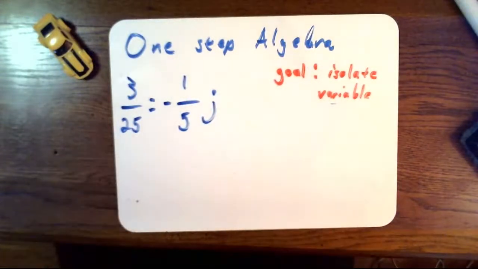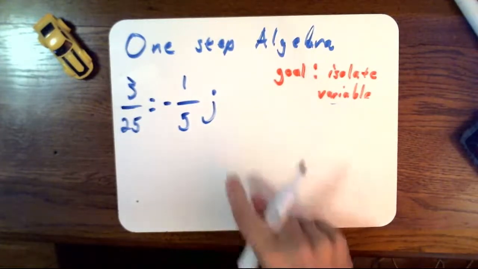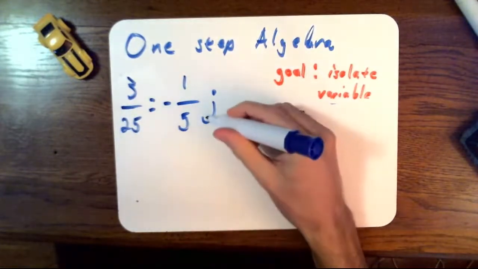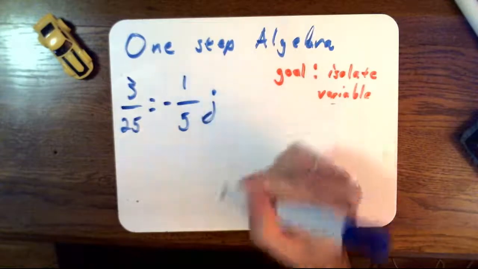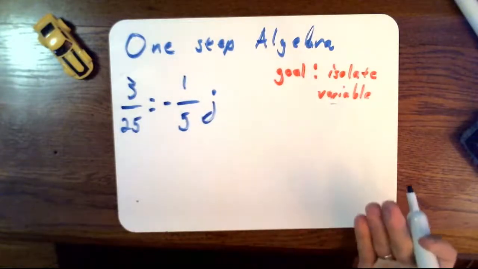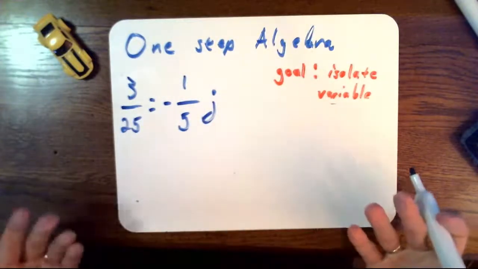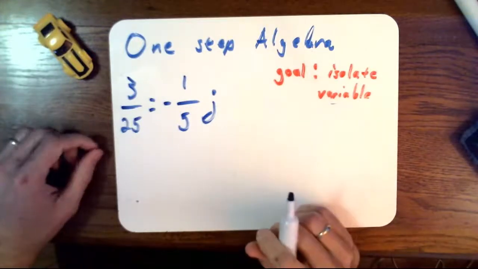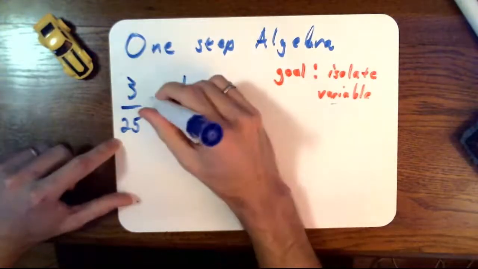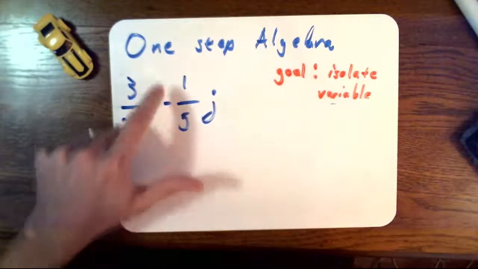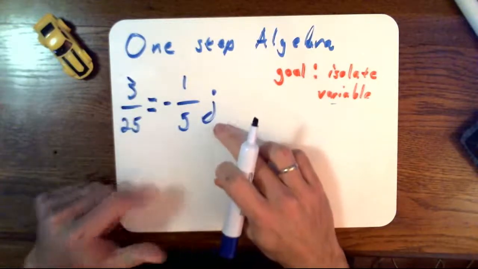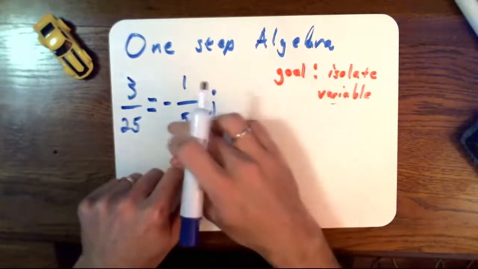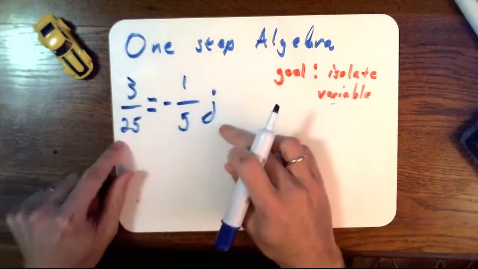So here we don't have an x, we have a j. Is that okay? Is that a good looking J? It's the letter, which is the variable, which is the thing that you're trying to solve for. So we have 3/25 is equal to -1/5 J. So there exists a number that we can multiply by -1/5 to make this number.